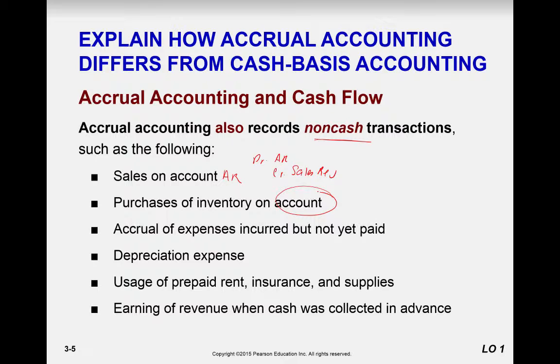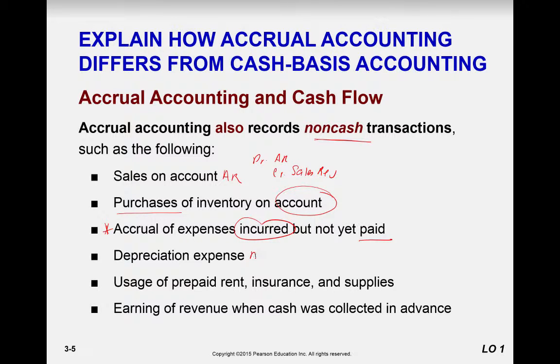When you purchase inventory, if it is on account, you get terms, remember 2/10 net 30, 2% discount if you pay within 10 days, otherwise the net is due in 30 days. Well, if you purchase that and you haven't paid it yet, you still have to record that purchase. And we're going to talk more about accruals of expenses. You actually have incurred the expense, that's the key, but you haven't paid it.